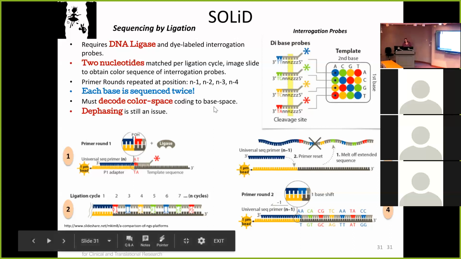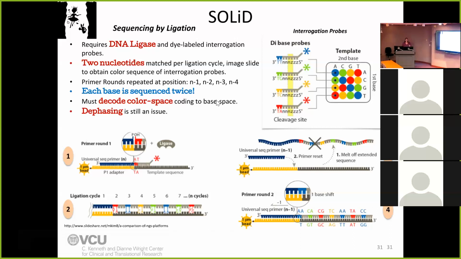So sometimes you'll see SOLiD color space. It's not actually the base pairs. You're actually seeing the sequence of colors, not base pairs. So you have to be able to decode those. And in order to do that, you have to know what your very first base pair was. If you don't know that for each fragment, then there's no way you can decode the rest of it.